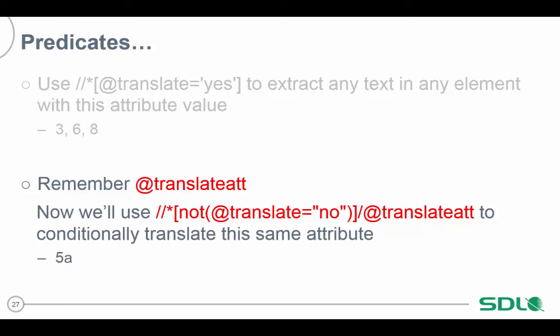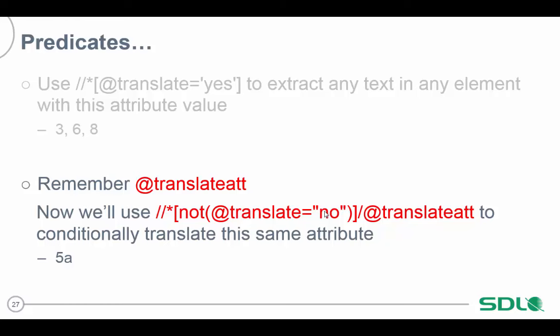So basically what I'm saying is look at all the elements. That's what the // star is for. And then make sure you only look at the ones that do not have @translate equals no. Actually, you can see I've broken a golden rule there, because here I've used double quotes. It would work, but I'm going to change that when I do the actual expression. I should have used single quotes for that. I'm going to change that for the actual presentation I give.